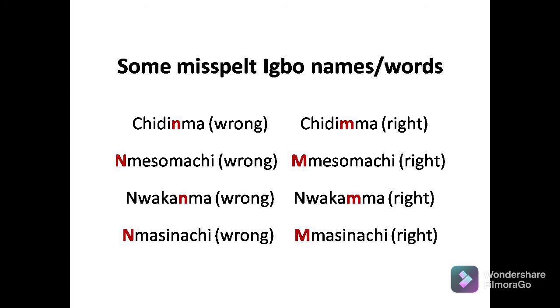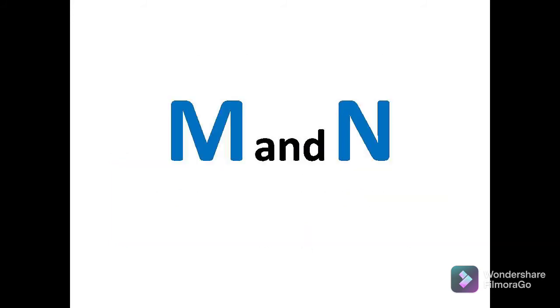The next one is Nwakamma. At the ending part, you have MM, but people misspell it as NM. We also have Mmasinachi. It should be MM and not NM. That's all for the semi-vowel. That is the me and the ne.